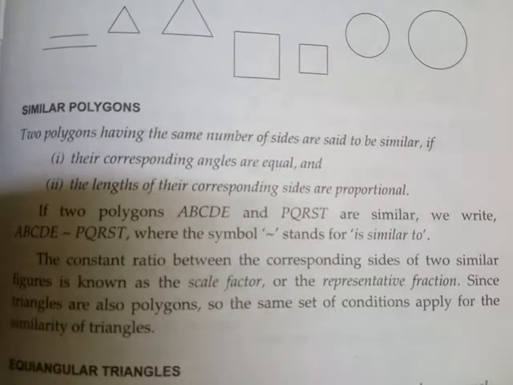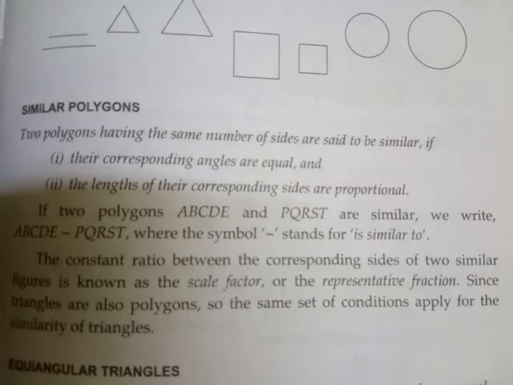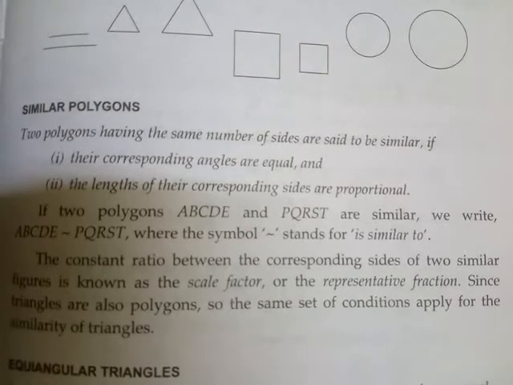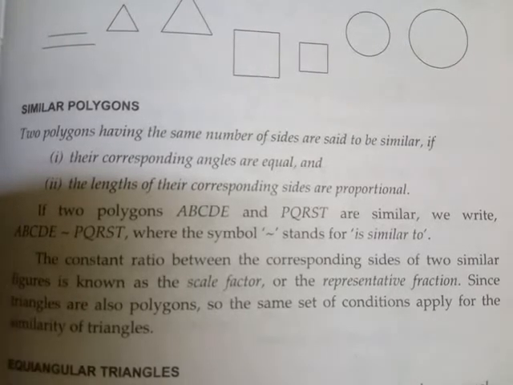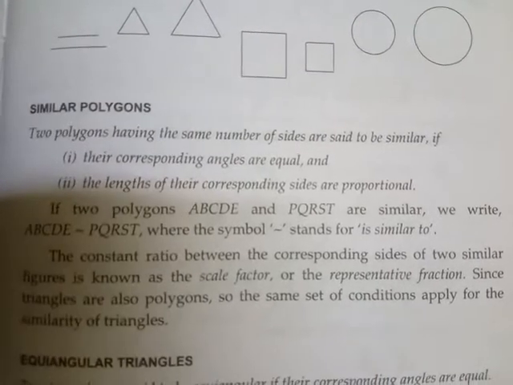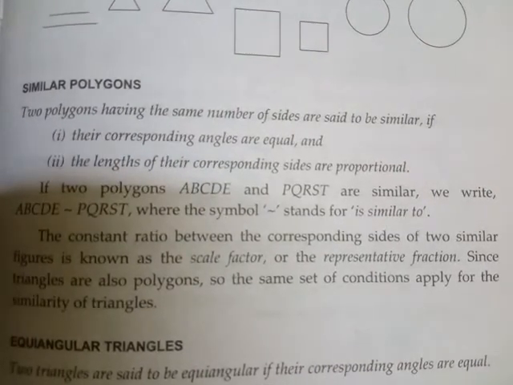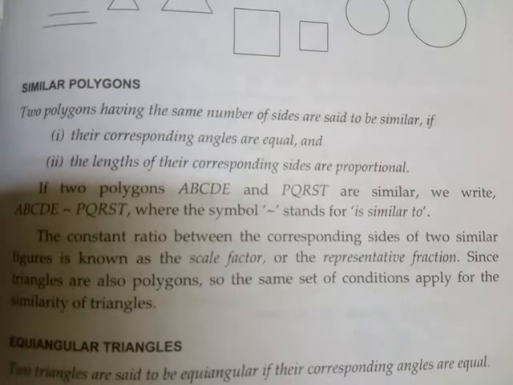Next one is similar polygons. Two polygons having the same number of sides are said to be similar polygons. In similar polygons, their corresponding angles are equal and the lengths of their corresponding sides are proportional. These are the two basic points for similar polygons.